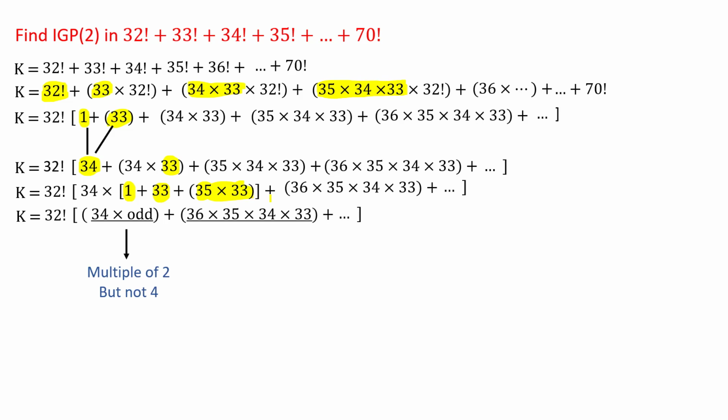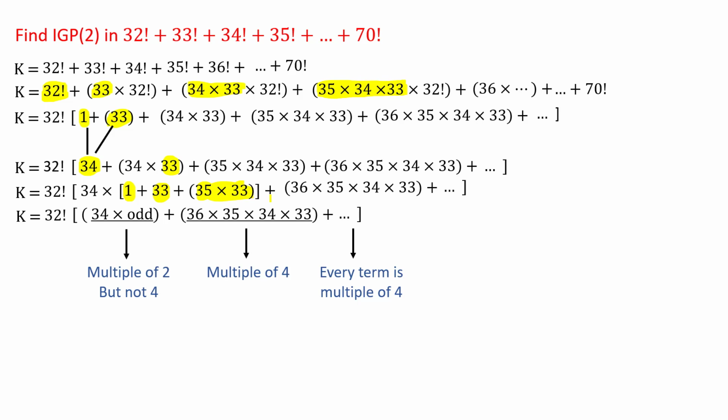34 into an odd number: this number is a multiple of 2 because 34 is a multiple of 2, but 34 is not a multiple of 4 and an odd number is not going to be a multiple of 2. So from this we can see that 34 into an odd number is a number which is a multiple of 2 but not 4. But this 36 into 35 into 34 into 33, what is this number? Tell me, this number is a multiple of 4 because 36 is a multiple of 4. After that, every bracket is going to be a multiple of 4 because in every bracket after that 36 is going to be there by default.